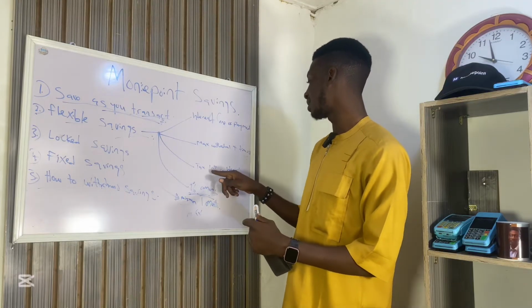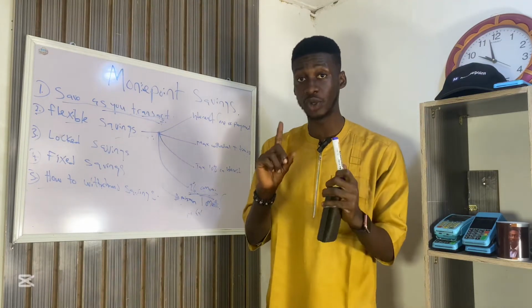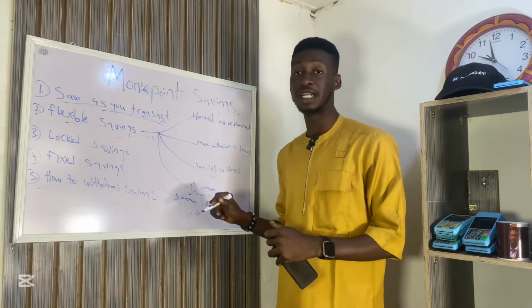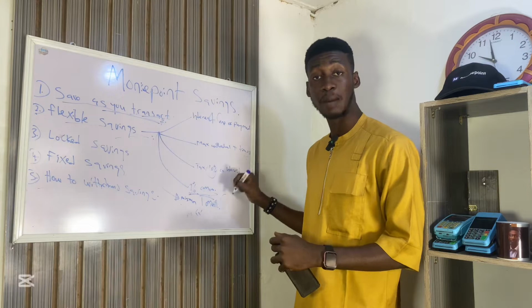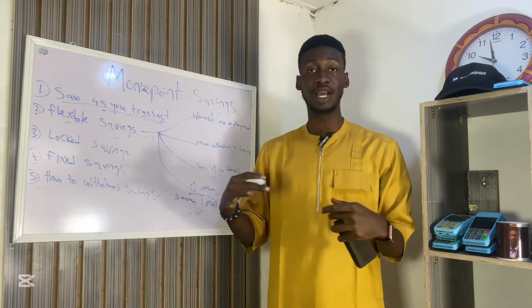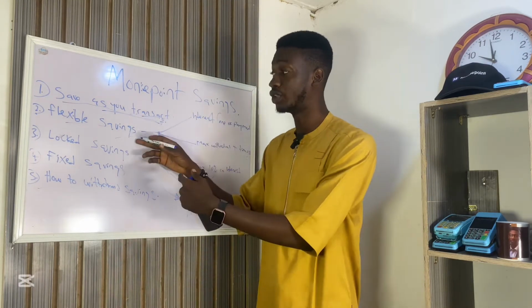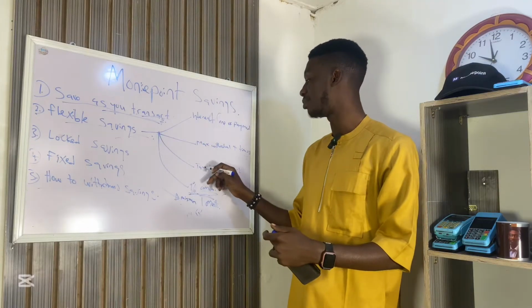So it has 10% charges on the interest. Now, this 10% charge is not 10% on the amount you are saving, it is on the amount you are making. So it's not like you deposit 200k to save and you will now be charged 10% of 200k.